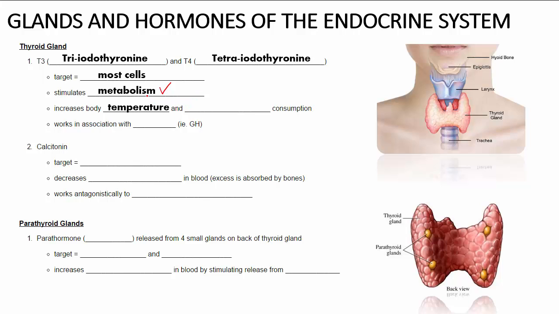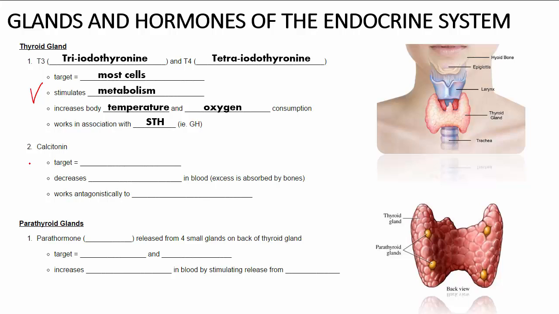Because metabolism produces heat as a byproduct, the stimulation of metabolism by thyroid hormone increases body temperature, and it will also increase oxygen consumption. And you know that oxygen is needed for aerobic cellular respiration. Thyroid hormone also works in association with STH, which stands for somatotropic hormone, or somatotropin, which is also called growth hormone. So you're going to see that there are often multiple names for the same hormone, and that makes it more complex, but also more fun to learn, right? So this is one of the main hormones produced by the thyroid gland, which is the thyroid hormones.